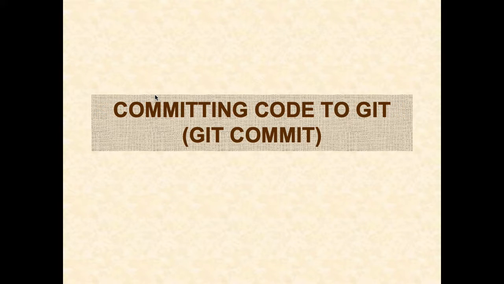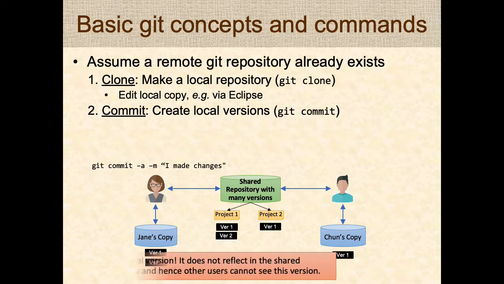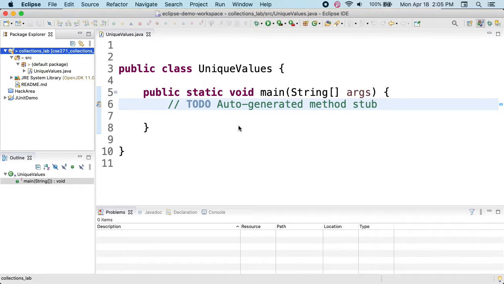All right, now that we've set up a Java project and we have added some code to the Java project, let's see how we can commit the code. Remember, commit basically is used to create a local version. So when we run git commit, particularly via Eclipse, it's going to merely create a local version on our computer. And keep in mind, this local version is still not reflected in the central repository or GitLab in this case.